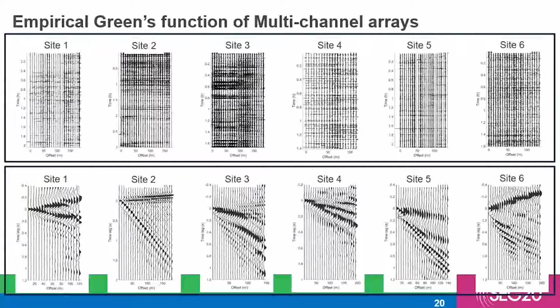In the cross-correlated results of the ambient noise data, most of the energy is coming from Rayleigh waves, and it has very strong dispersion features. The lower frequency part travels faster than the higher frequency ones. But still, we can find some body waves traveling at a very high velocity in a very high frequency range.